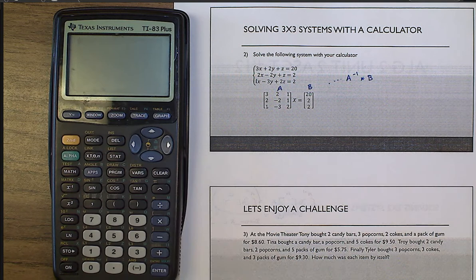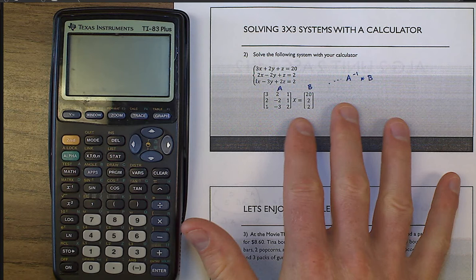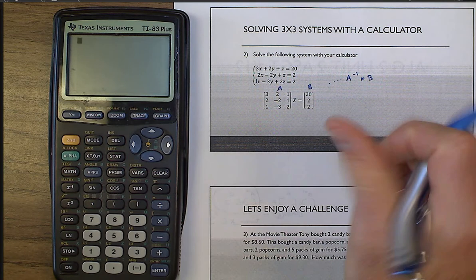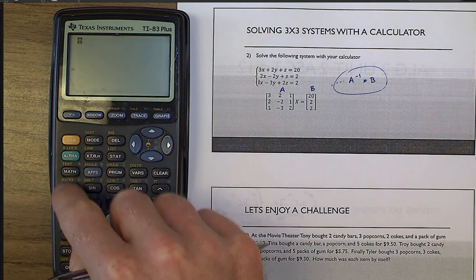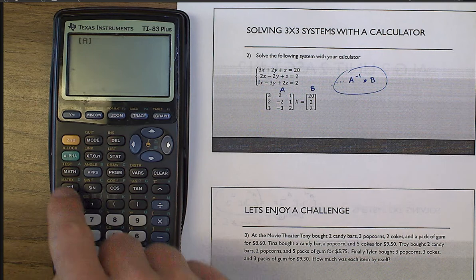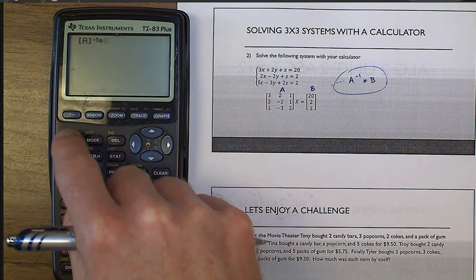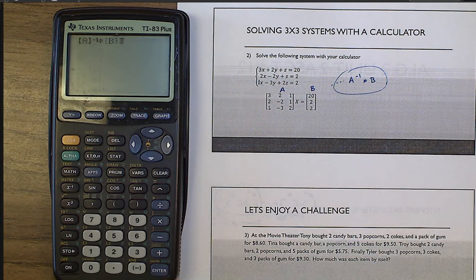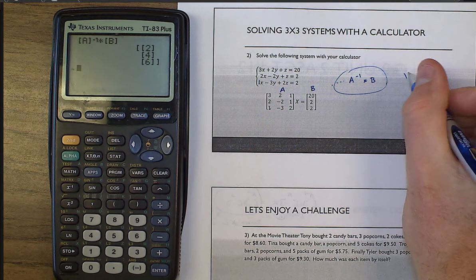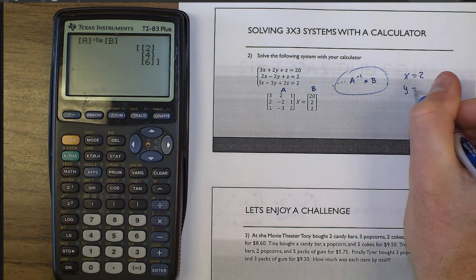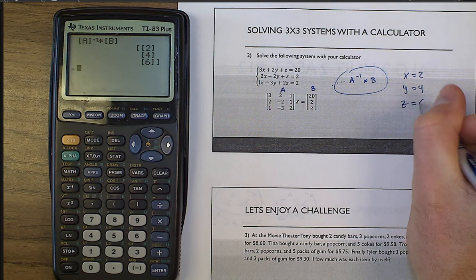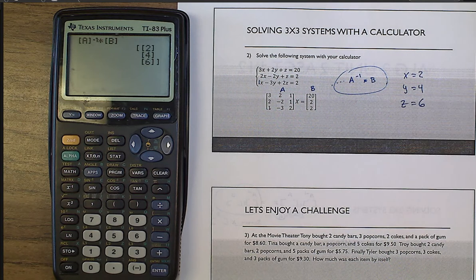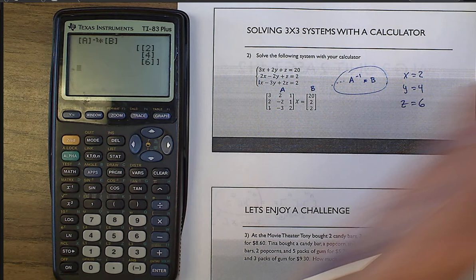All right. I have both in there, and now I want to solve, which I'm going to do right here. So second matrix, A, hit my inverse button, times second matrix, scroll down to B, hit equals, x is equal to 2, y is equal to 4, and z is equal to 6. It's that easy, all right? Makes life a lot easier, okay?